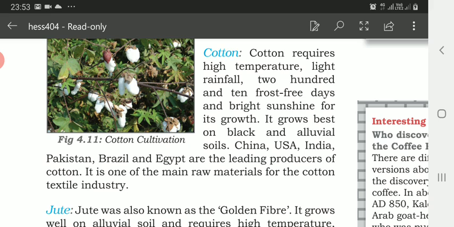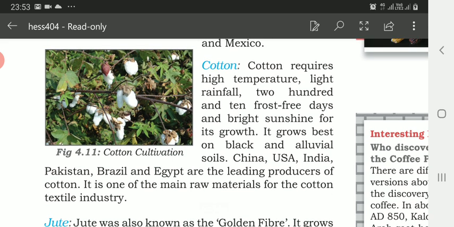Cotton requires high temperature, light rainfall, 210 frost-free days, and bright sunshine. For its growth, it grows best on black and alluvial soils. China, USA, India, Pakistan, Brazil, and Egypt are the leading producers of cotton. It is one of the main raw materials for the cotton textile industry.